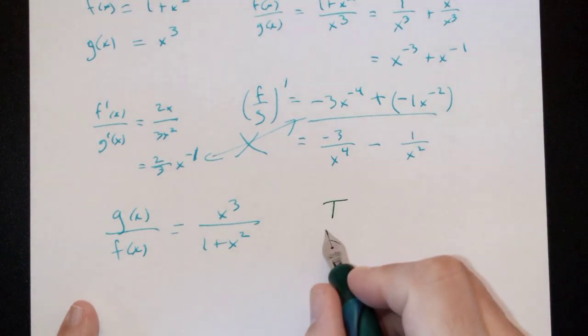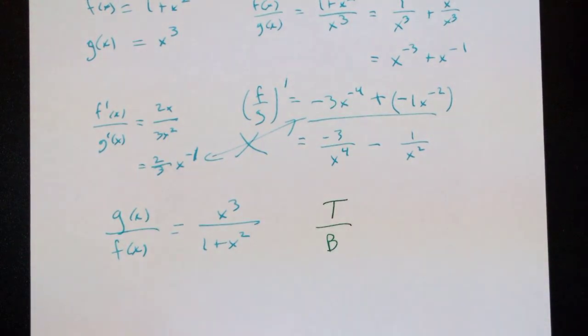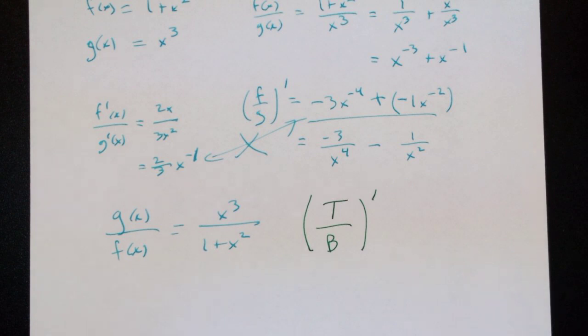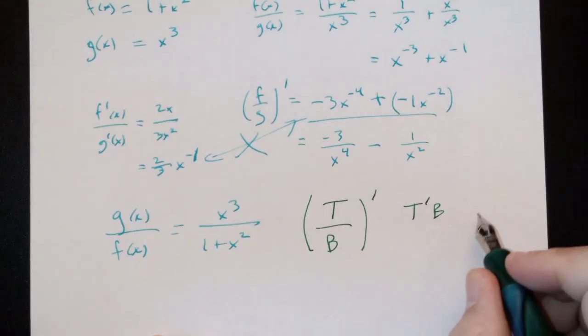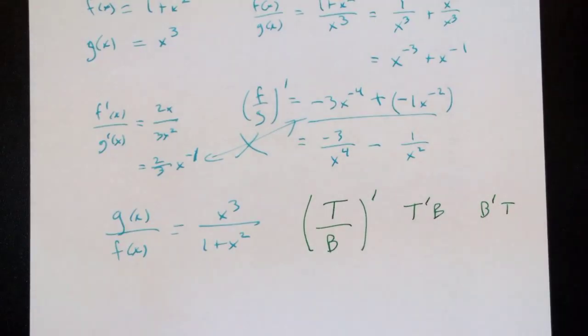Consider a top function and a bottom function. I want to take the derivatives one at a time. Derivative of the top times the bottom. And derivative of the bottom times the top. Dividing is the opposite of multiplying. So rather than add these, I subtract them. Order matters in subtraction. The most common error in quotient rule is to reverse these two.